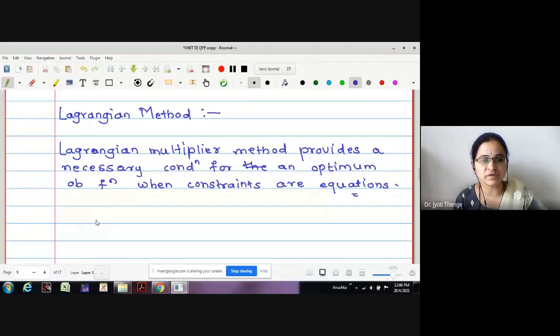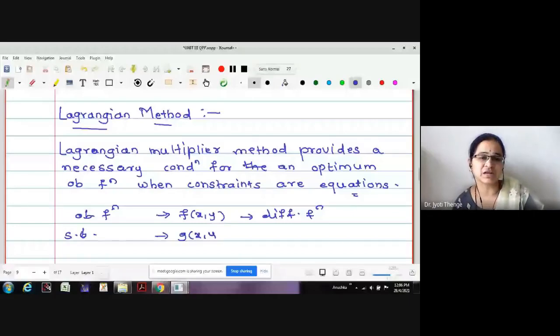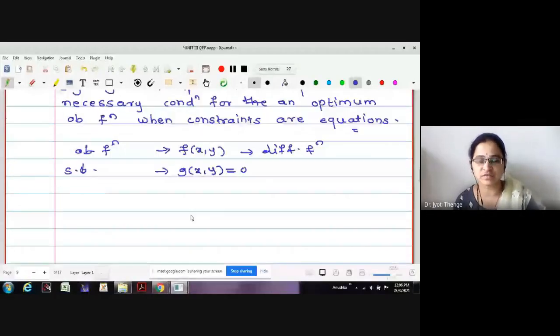Now what we are going to consider in this Lagrangian function is of the form f of x, y, and the assumption is this function is a differentiable function, subject to the constraint g of x, y is equal to 0. We will consider a particular case in terms of two variables. Later we will generalize this for n variables.